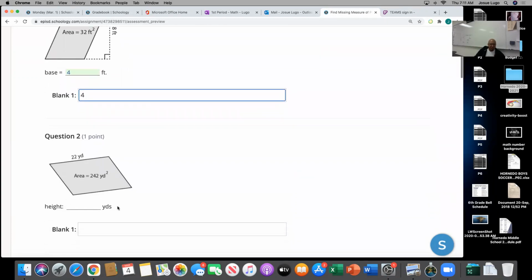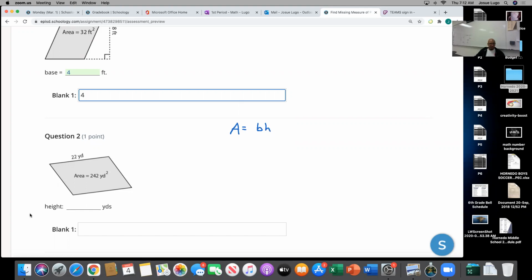All right, let's try the next one together. Again, let us begin. This is a parallelogram. So immediately, the first thing you need to do, ladies and gentlemen, is write down the formula that you need. All right, we have the area. So the area formula is base times height.